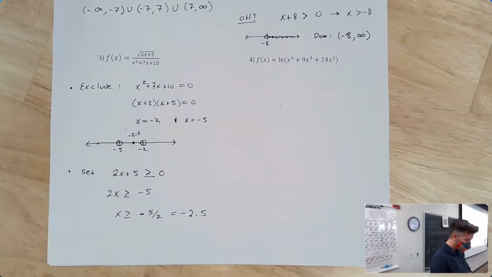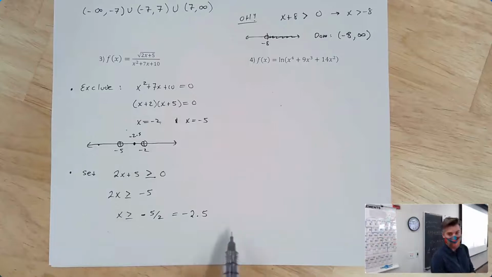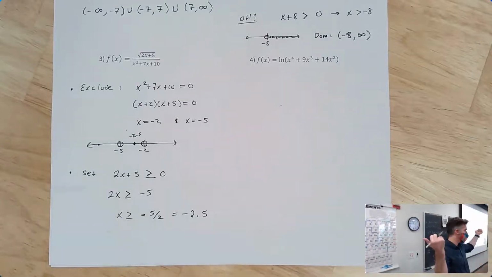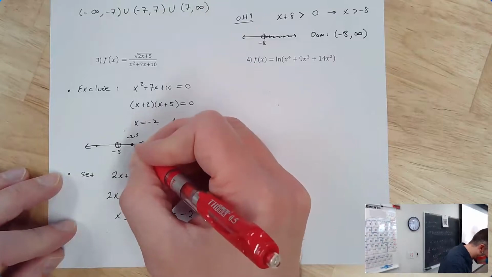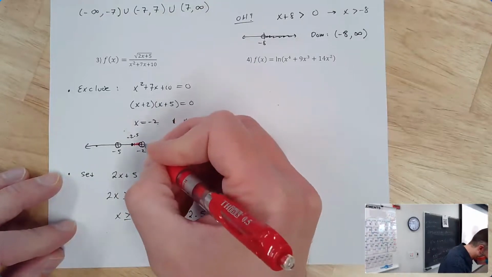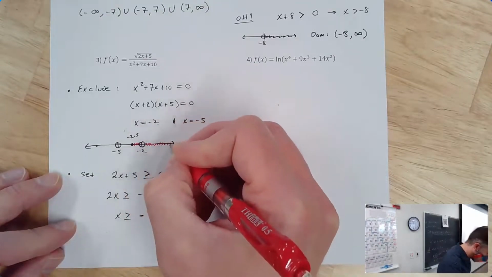Okay, if x is bigger than or equal to -2.5, do I want everything to the left or everything to the right of -2.5? To the right, right? Bigger than means to the right. I should say x bigger than something means x is to the right of that something. X smaller than something means x is to the left of that something. So I want everything including -2.5 and then everything bigger than it, except for -2. We already know that we don't want -2.